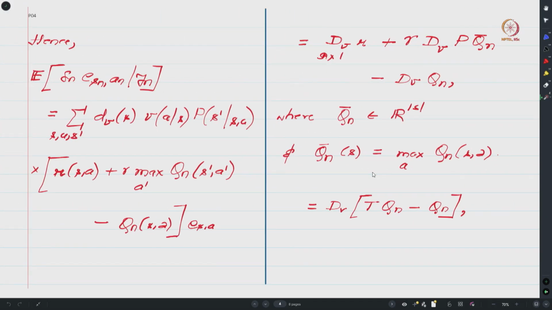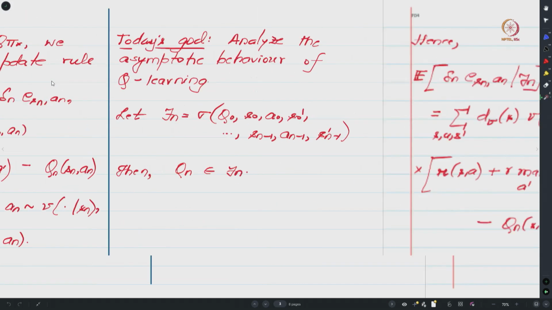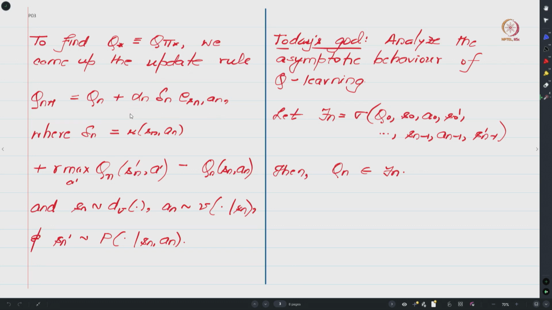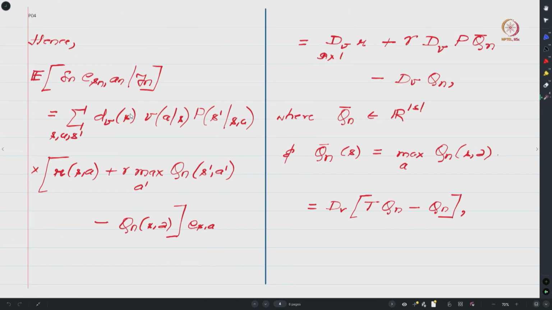And hence if you take the conditional expectation of delta n times E Sn An, which is what you have over here, which is the expression in the Q learning algorithm, you will treat your Qn as a constant, and then you would get this term over here. This is the probability of choosing your state S, this is the probability of choosing your action, and this is the probability of choosing your next state. So you take their products and then you sum over S, A, S prime, and then you substitute the different values.